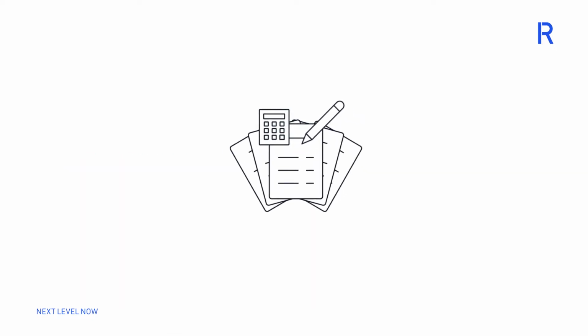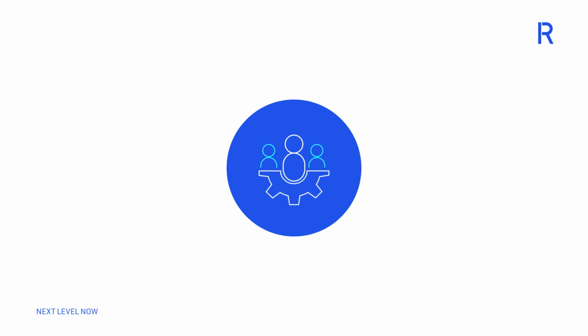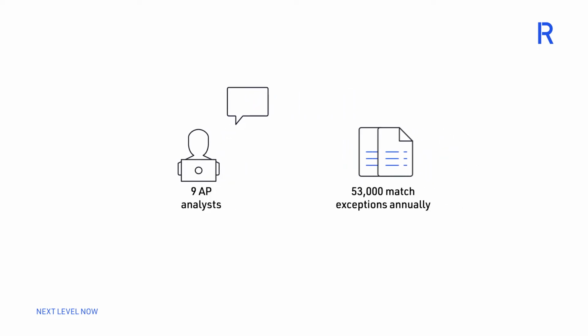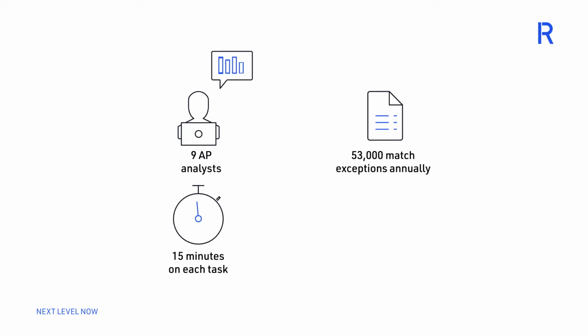The handling of invoice price discrepancies is a tedious and time-consuming process that requires the attention of a dedicated accounts payables team at a major healthcare provider to review the price match exceptions report daily and identify and execute the best course of action. This manual process typically involved up to 9 AP analysts, reviewing an average of 53,000 match exceptions annually, spending up to 15 minutes on each task.